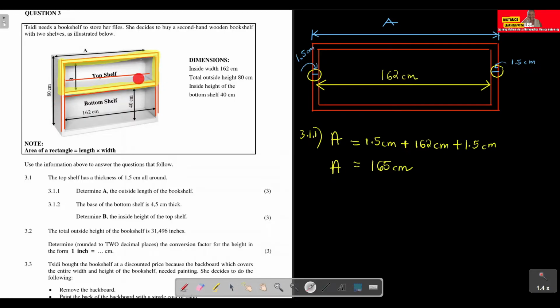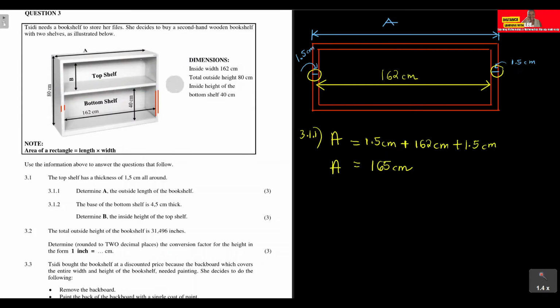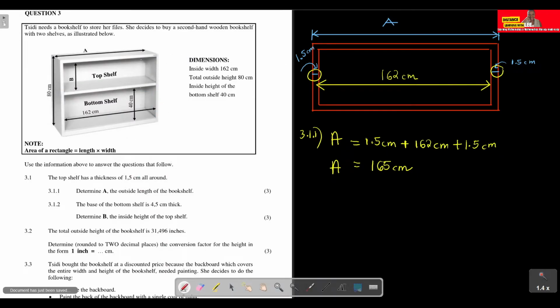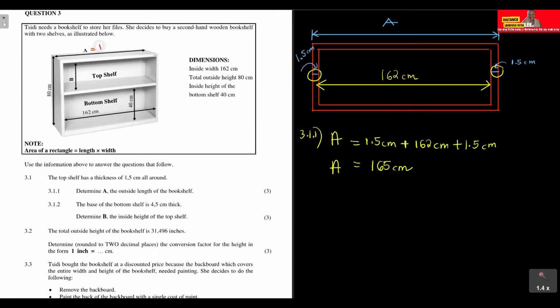Remember, once you've determined the unknown values, also plug them in, so that you know what you've already calculated. So A is equal to 165 centimeters. Right, let's have a look at question 3.1.2. It says the base of the bottom shelf is 4.5 centimeters thick.